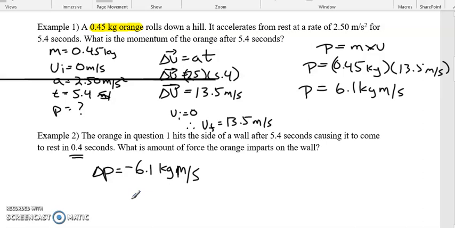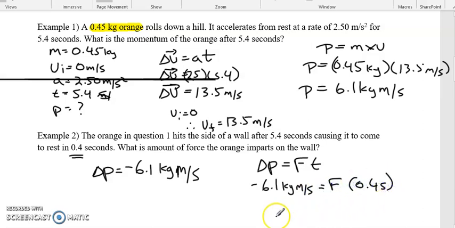So we can say that its change in momentum is equal to the force times time. Negative 6.1 kilogram meters per second is equal to force multiplied by the 0.4 seconds. So we're going to take that 6.1 and divide it by the 0.4, right? We're dividing both sides by 0.4. And that leaves us with a force of 15 newtons for the force.